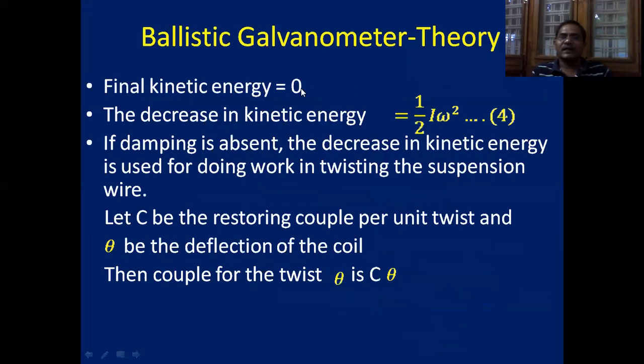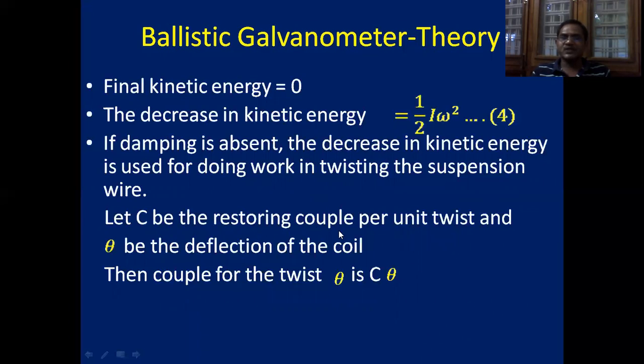Therefore, the final kinetic energy equals 0. Then the decrease in kinetic energy equals half I omega square minus 0, that equals half I omega square. But here we consider that the damping is absent. We are taking that condition. Then the decrease in rotational kinetic energy is used for doing work in twisting the suspension wire.